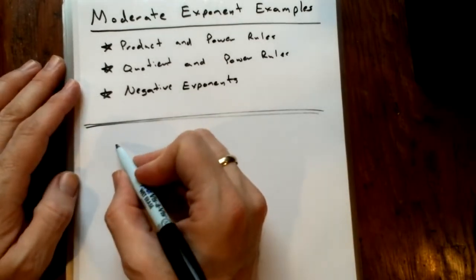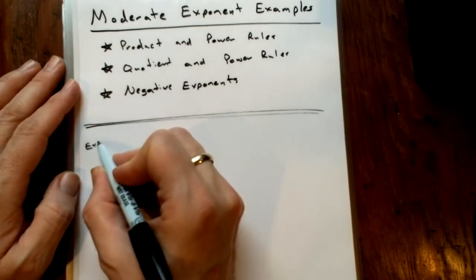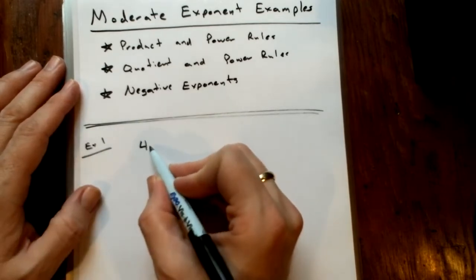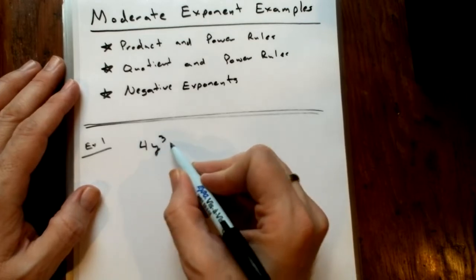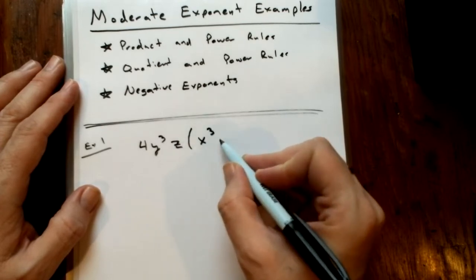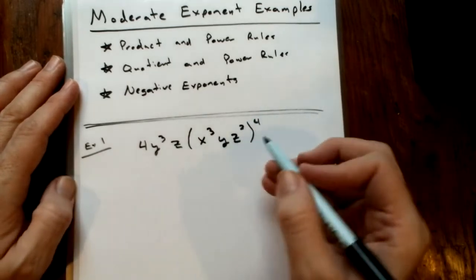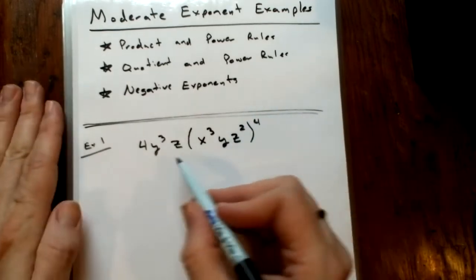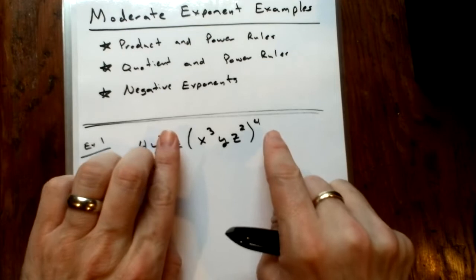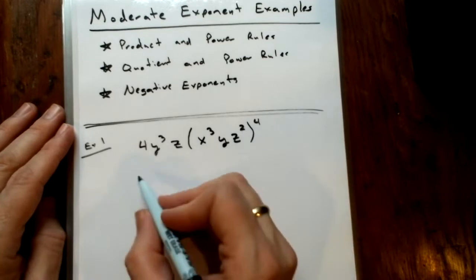So the first one I have here is something like this. So here is our first example. I've got 4y cubed z times x cubed y z squared to the fourth power. So with this, whenever you see two different expressions, you need to do that power rule first. So here I'm going to apply that power rule.